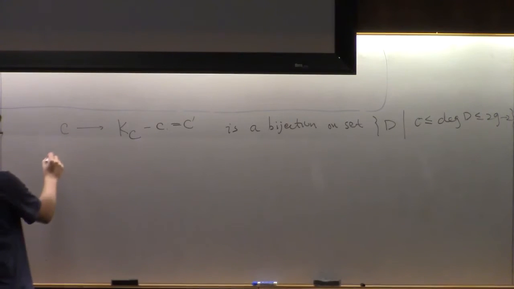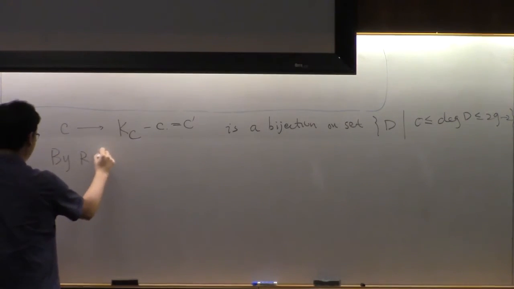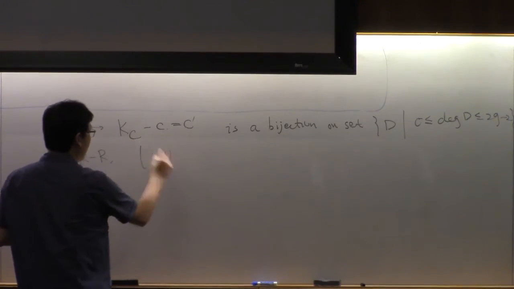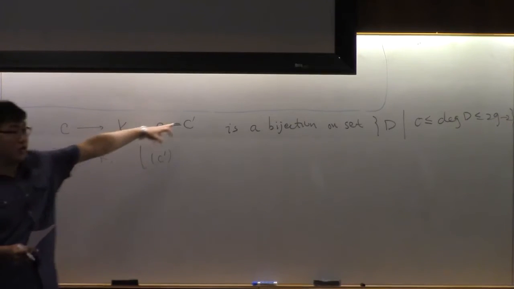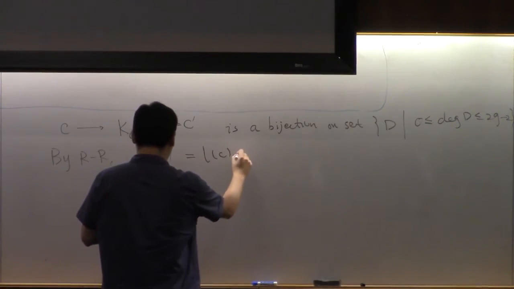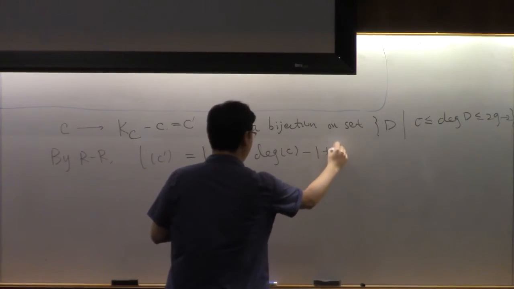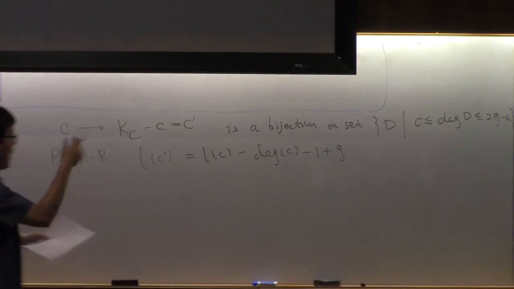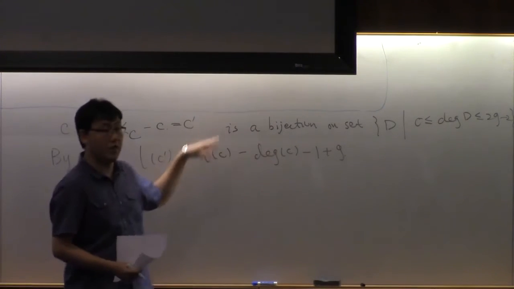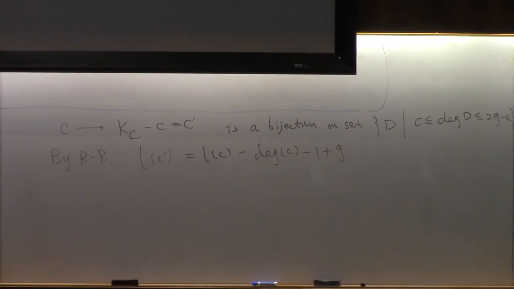On the other hand, by the Riemann-Roch theorem, if you want to compute the dimension for the divisor C prime, it should be equal to l(C) minus degree C minus 1 plus g. You just apply the Riemann-Roch theorem for the divisor C, then you have this expression. That's the relation between these two dimensions.